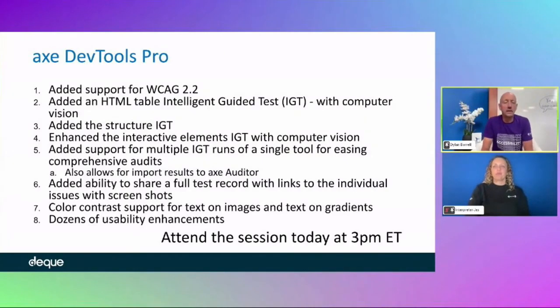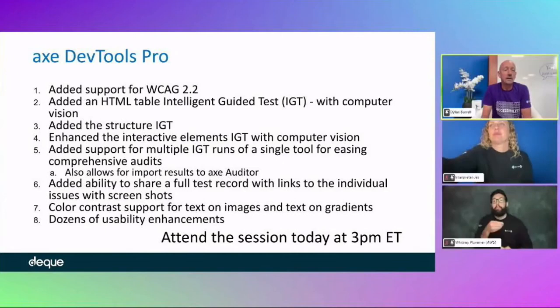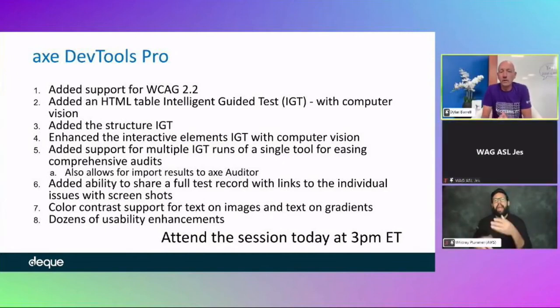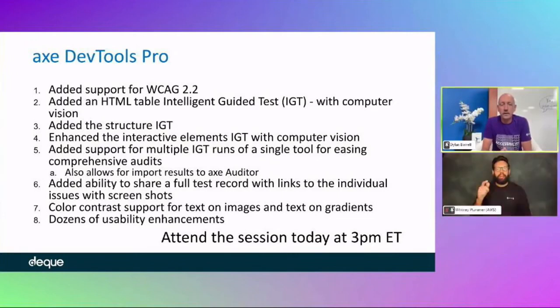In terms of the improvements we made to our paid product, Axe DevTools Pro, based on top of this, we added support for WCAG 2.2. That will show up in the free product once WCAG 2.2 is in fact a recommendation. But for now, it's a feature that can be turned on by people who have the Pro plan, and they can start using it already today.